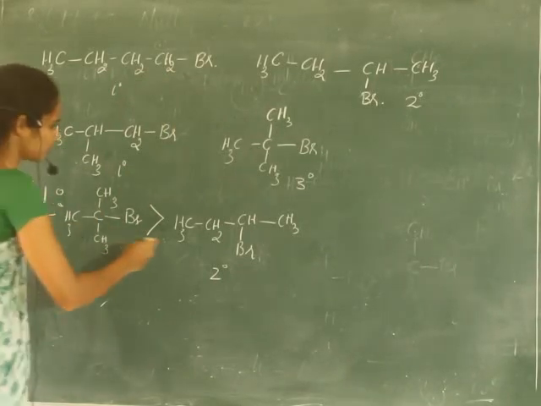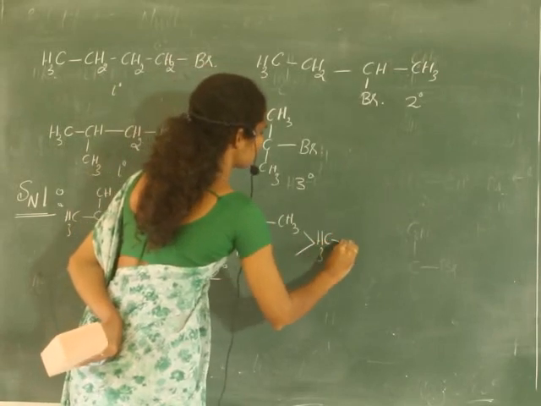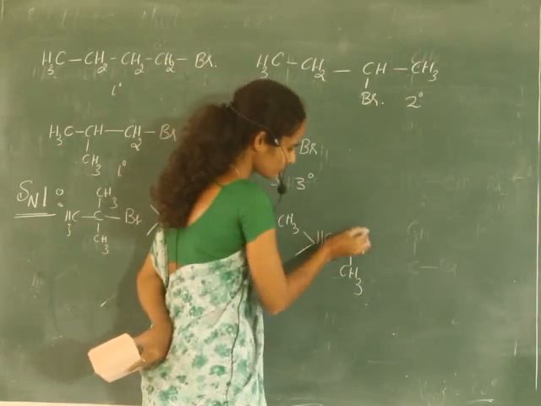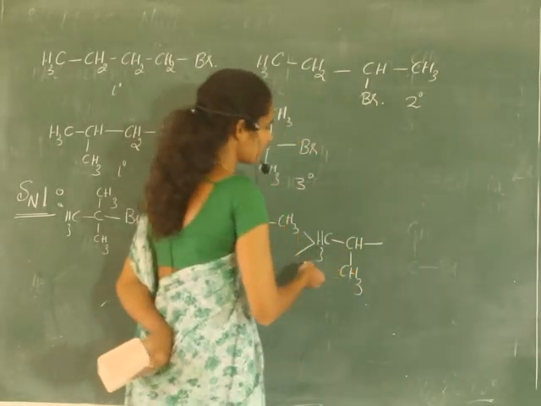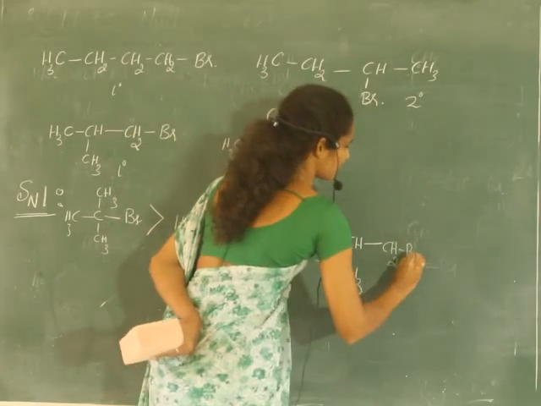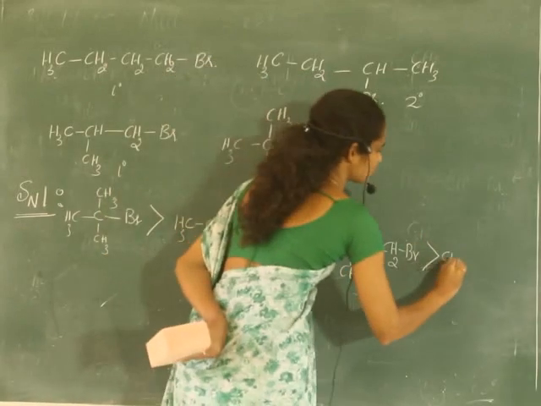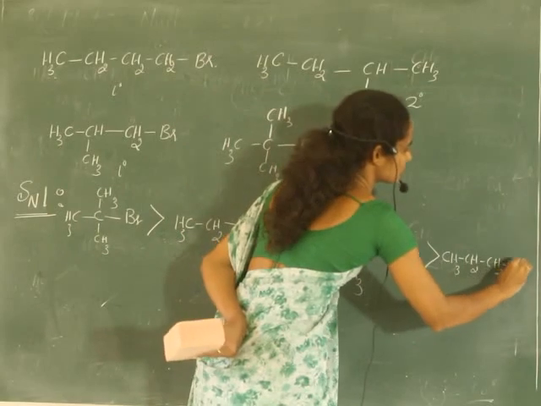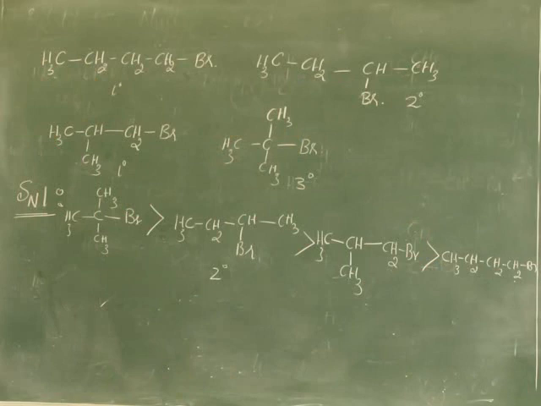Bromobutane. Now the reactivity is next CH3. Hope it is clear to you. Due to the greater inductive effect of this group, the carbocation formed is stabilized to a greater extent. Next is primary CH3CH2CH2CH2Br, right? It is about the SN1 reaction.